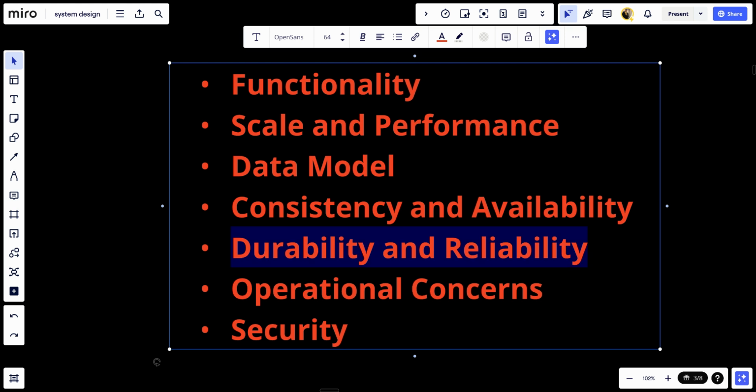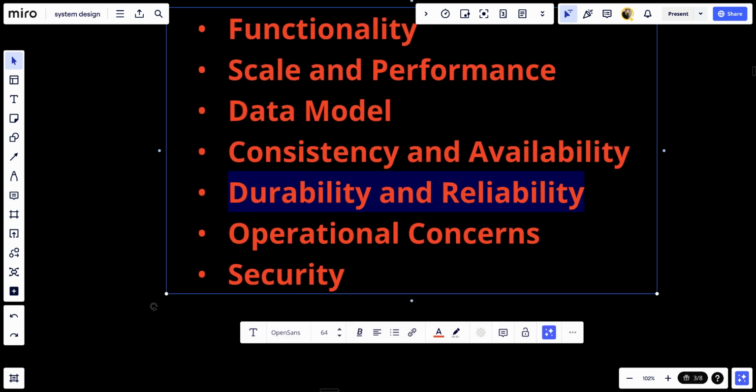Durability and reliability. We ask, okay, should data be persistent? If so, how durable should the storage be against crashes or data loss? Or how should the system handle node failure or network partitions? If we want to talk about some operations concerns, do we need the ability to monitor and manage the system's performance and health in real time? Are there requirements for backup and restore processes? In terms of security, what level of security is required? Do we need authentication and authorization, for example?